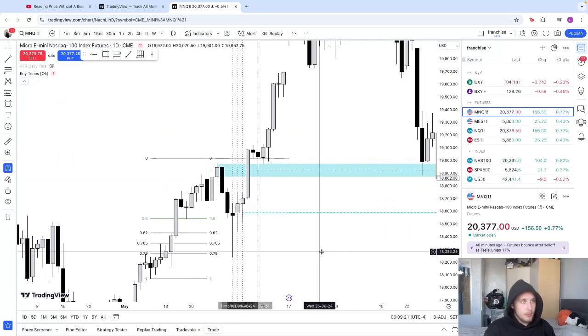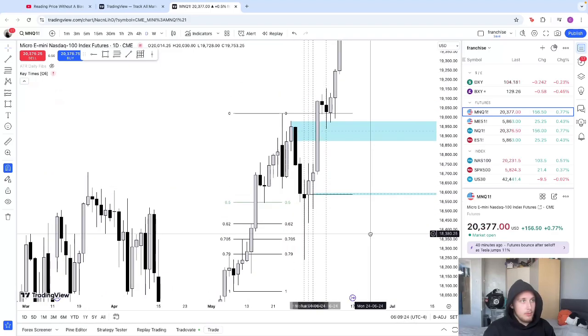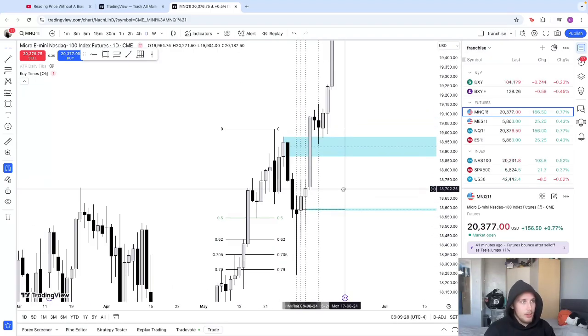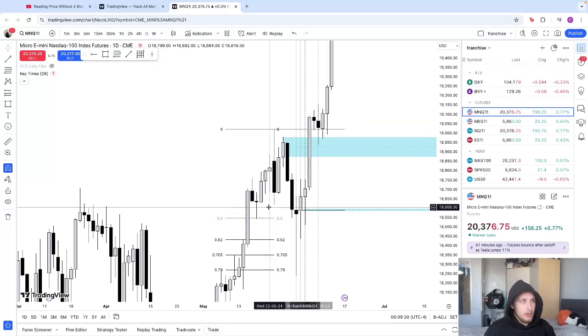So obviously we know we've got the CSD. We're expected to now take out this swing high. We've got a low, higher. We've got a low, high, lower low. This last up close candle becomes our breaker block.